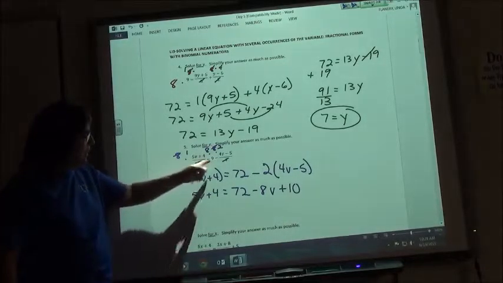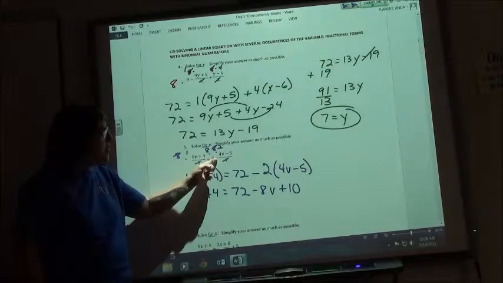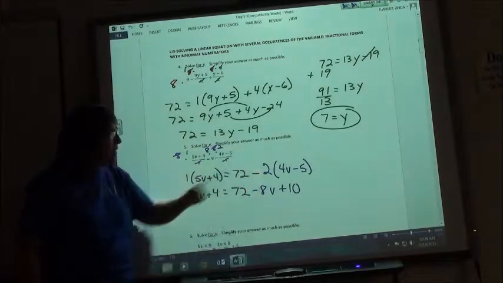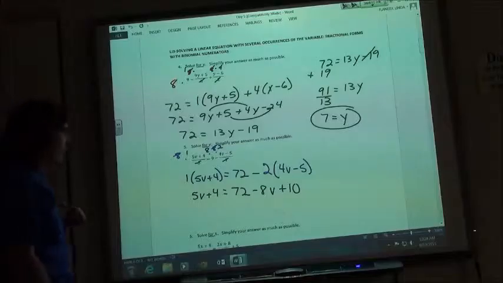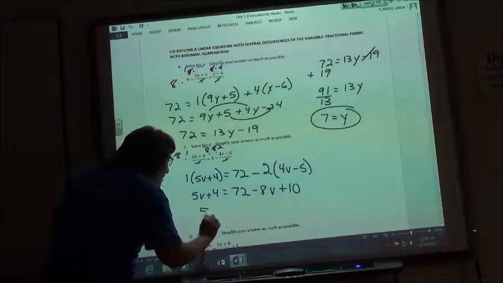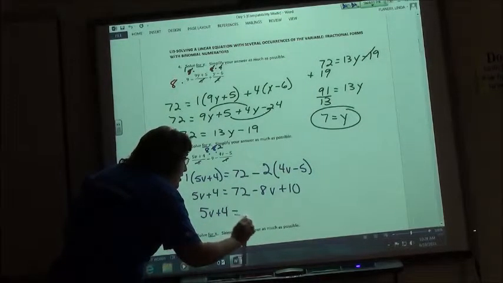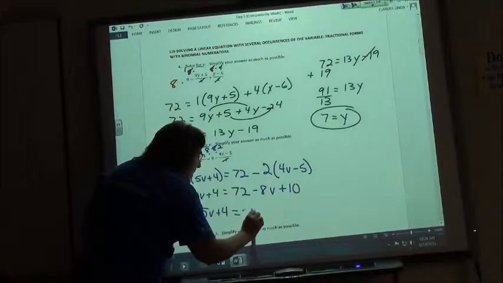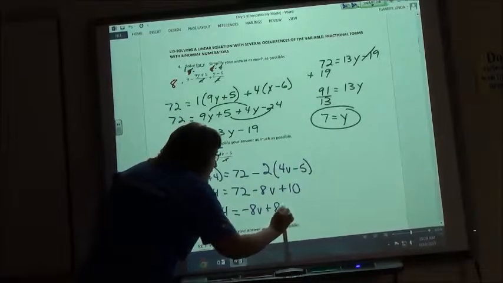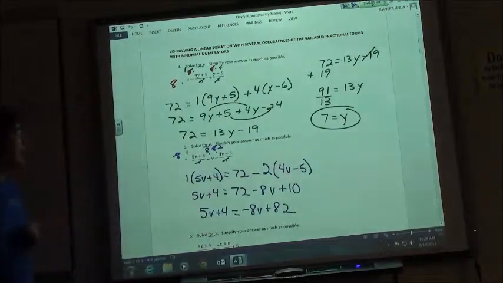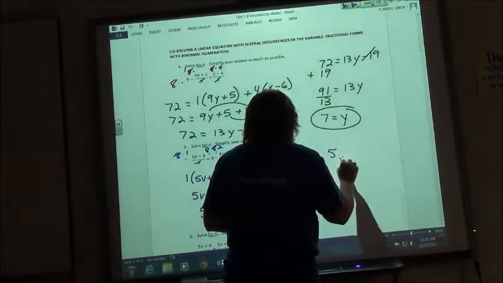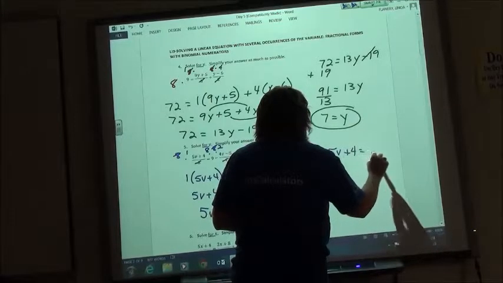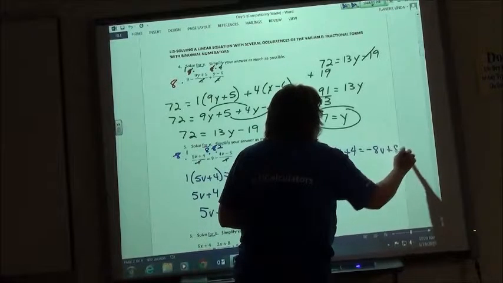You have to be really careful with this sign that you distribute it out, and that's why I like to put the parentheses there so I don't forget, oh, there was a minus sign in front of that fraction, and I get the right signs. 5v plus 4 then is going to equal negative 8v plus 82 if I can combine my like terms. So I'm going to go ahead and rewrite that. 5v plus 4 equals negative 8v plus 82.